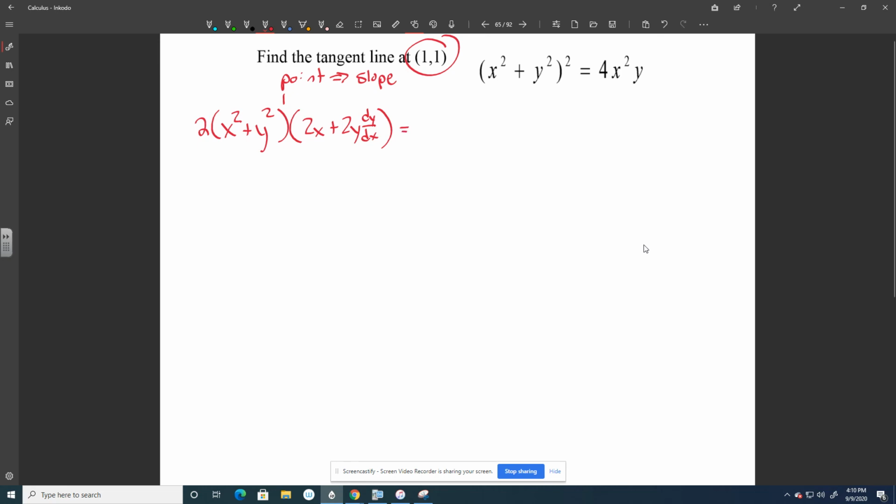I think we're done there. That's equal to our right-hand side. I've got 2 functions right here being multiplied. So I'm going to use the product rule. So I take the derivative of the first, which is 8x, and I times that by y. And then I'm going to add the derivative of the second. So the derivative of y is just 1 dy dx. And I multiply that by 4x squared.